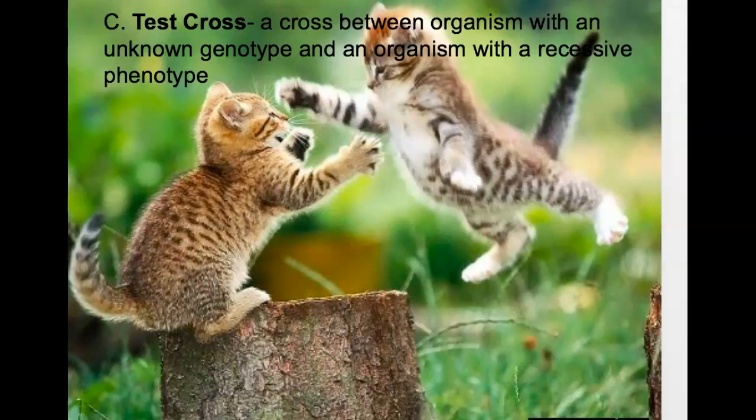So, what would happen if we crossed a whole bunch of different things? Well, we do a test cross, and a test cross is between an organism with an unknown genotype and an organism with a recessive phenotype. Look at these kittens. They look too cute.